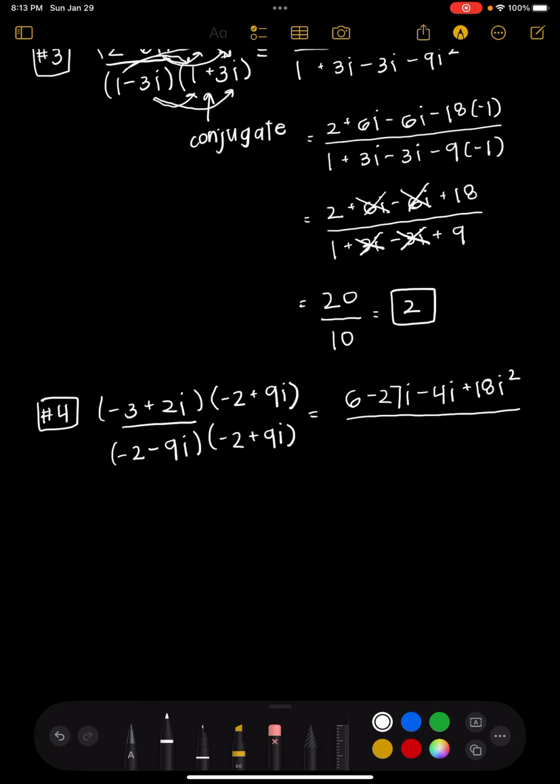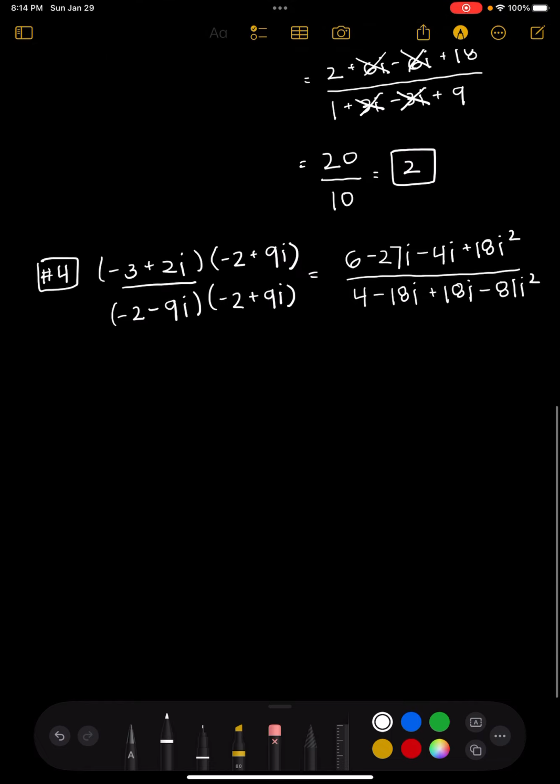Now, on the bottom, we're going to do the same thing. So start back with the F on FOIL, which is first. -2 times -2 gives me a +4. Then outsides would be -2 times 9i, which gives me a -18i. Then insides -9i times -2, which gives me a +18i. And then last would be -9i times +9i, which gives me a -81i squared.